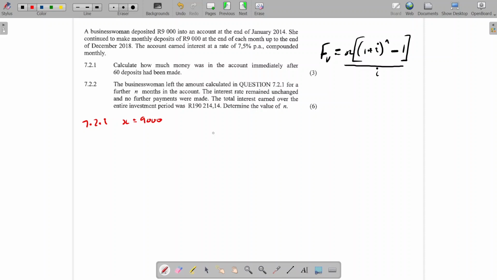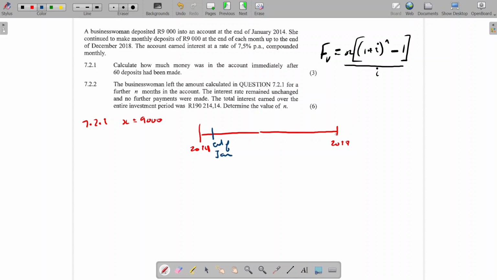Now again, we just have to be careful with our number line. If we are talking about her making this payment, let's just go 2014 to 2018. We need to be sure that we understand that the first payment is made at the end of January. So this is at the end of January.